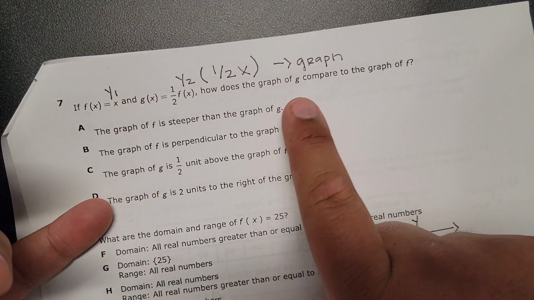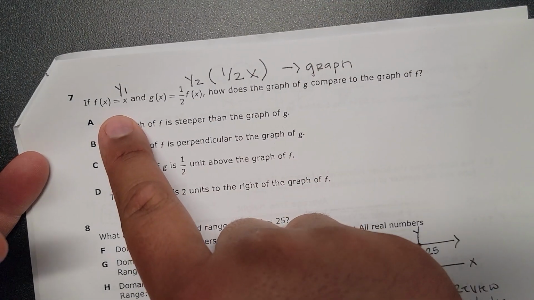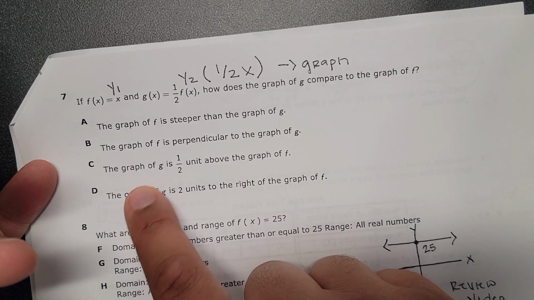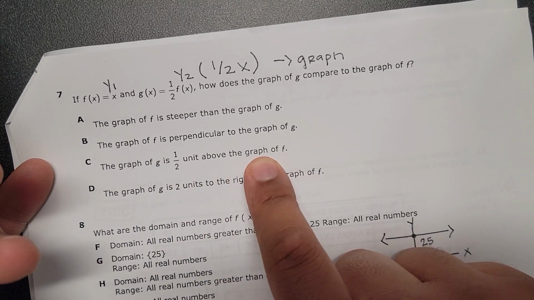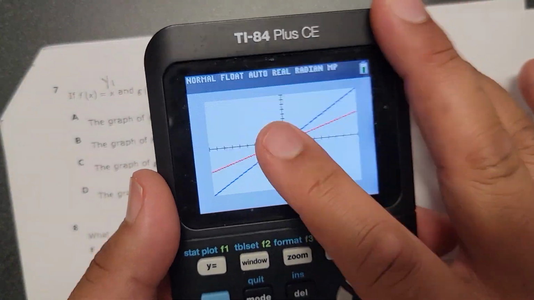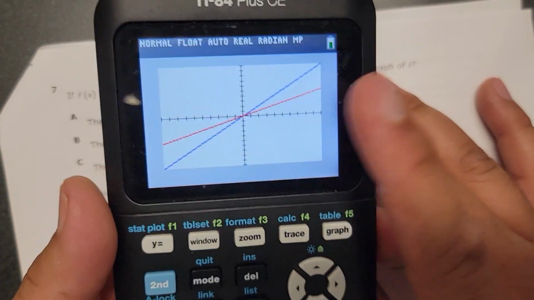So it says what happens, okay? Here, is the f steeper? Is it perpendicular? Is the graph of the half above the graph G2 units to the right? See if you can tell the difference. Again, this is a bonus question. So just try your best.